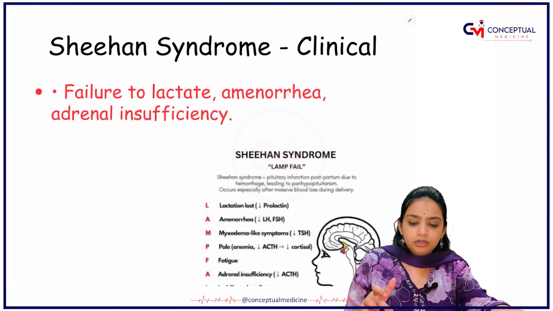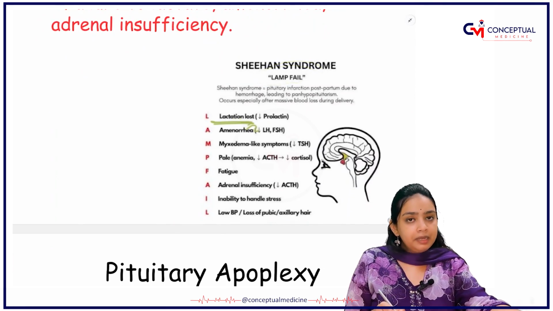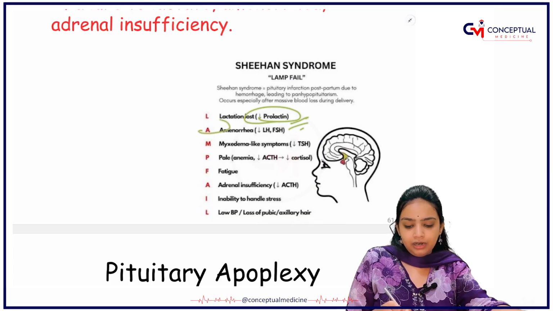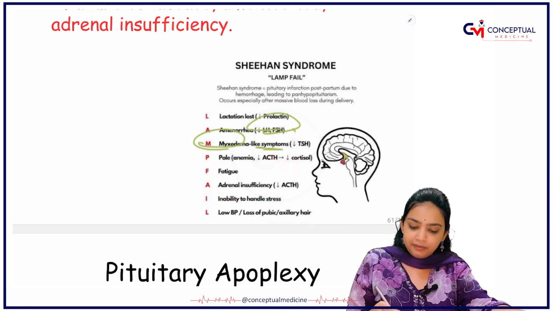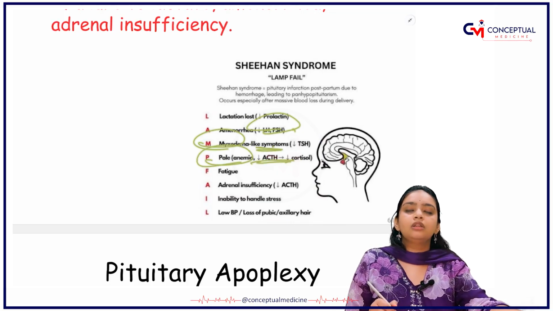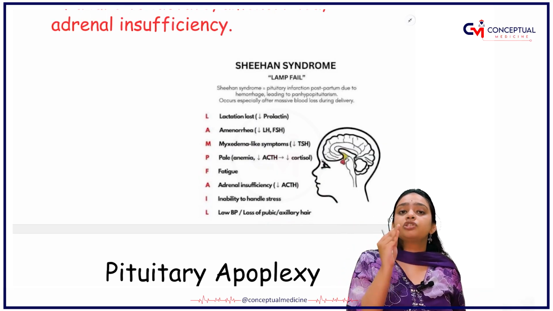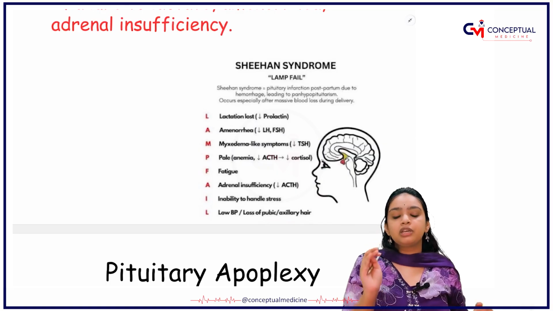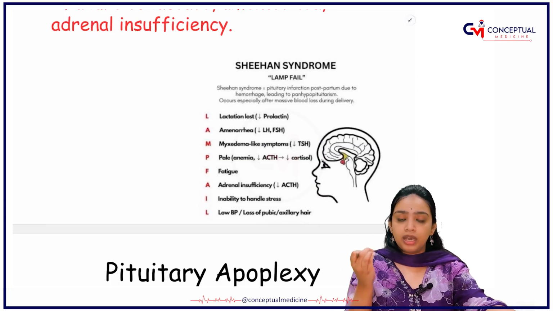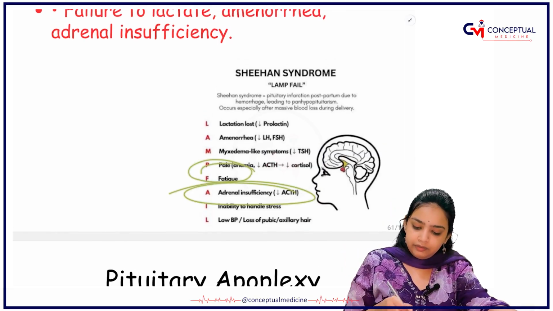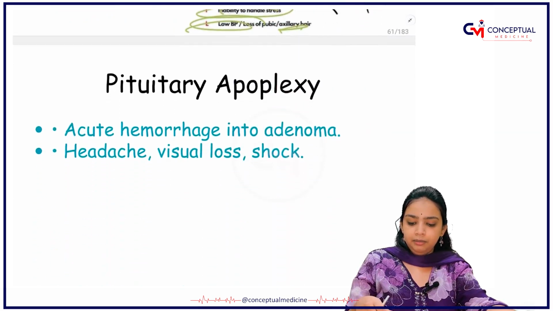If I talk about the clinical syndromes, you have a mnemonic. Lactation will be lost, there will be a decrease in the prolactin level, there will be amenorrhea, that is a decrease in the level of LH and FSH, myxedema will be there, and there will be pale skin. Why is it pale? It is due to deficiency of hemoglobin, there is anemia in the patient, because the patient has lost so much blood while giving birth to a child. There will be fatigue, adrenal insufficiency, inability to handle stress, and low blood pressure.